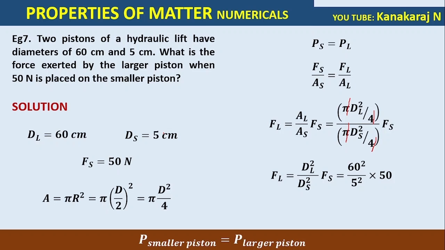So 60 square divided by 5 square multiplied by 50. Then we can write 5 square as 25. Then 25 cancels with 50, we get 2. Then 60 square becomes 3600, multiplied by 2, we get the force on the larger piston is 7200 Newton.